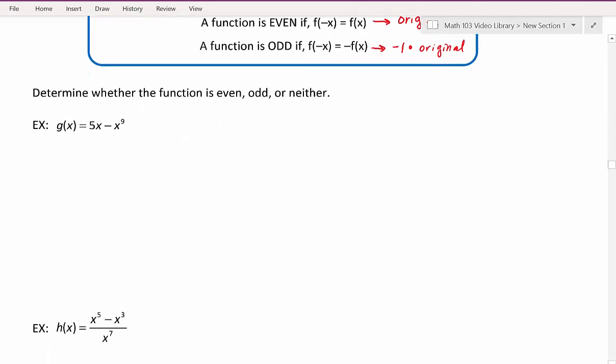So let's determine whether g of x equals 5x minus x to the 9th is even, odd, or neither. We're going to take a look at g of negative x. So we're replacing all the x's with negative x. And then we'll clean it up.